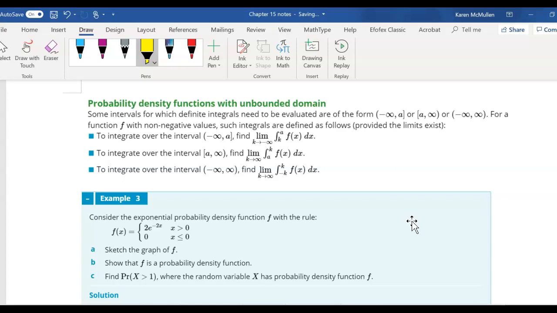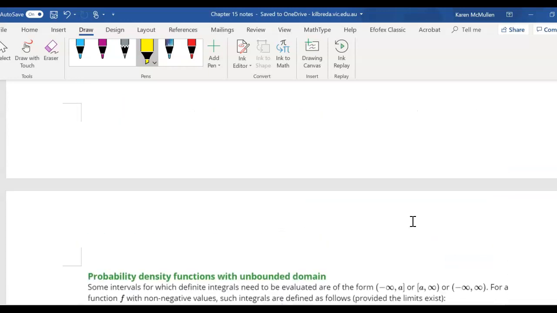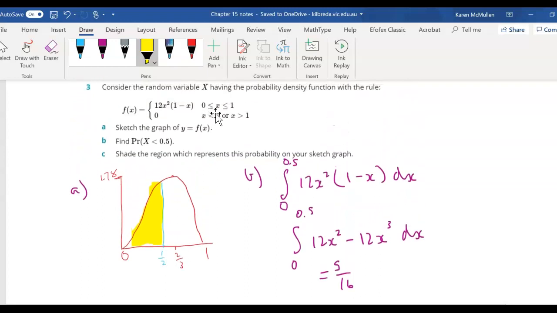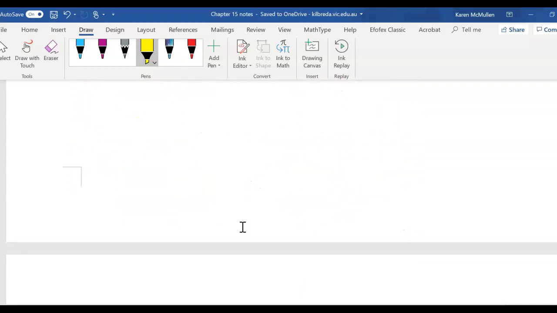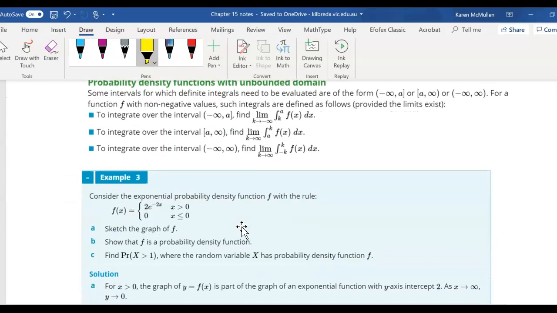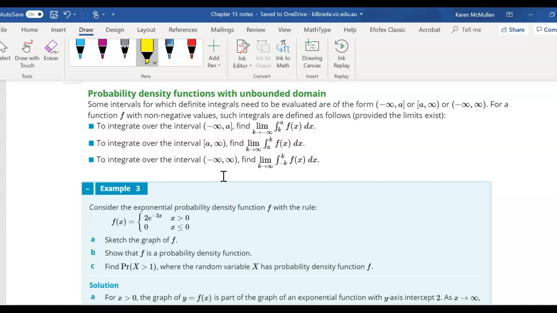So what we're going to look at here is an unbounded domain. So in the previous two questions we did, the domain was bounded. Okay, so in the previous one we were going from 0 to 1, and the one before that was 0 to 2. Okay, but here it's not bounded. So we're either going from negative infinity to a value, or a value to infinity, or negative infinity to infinity.